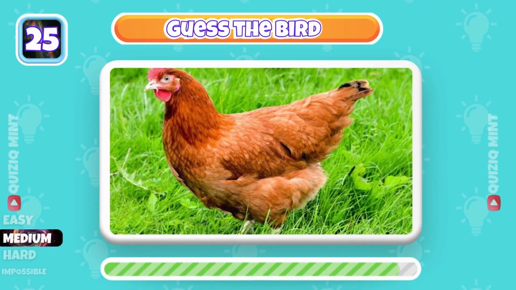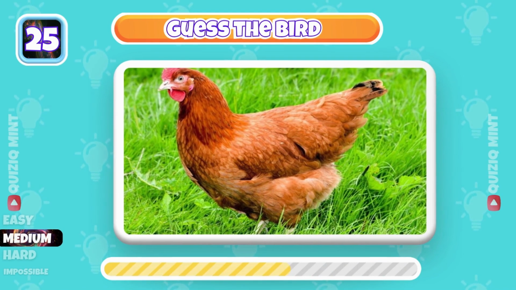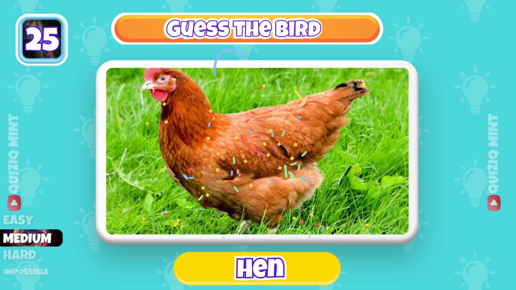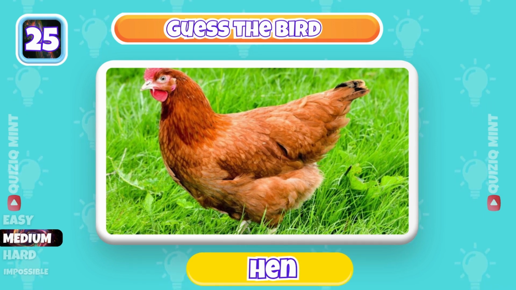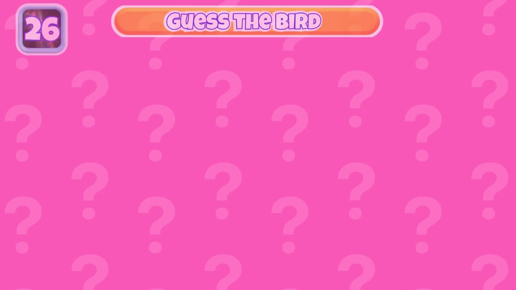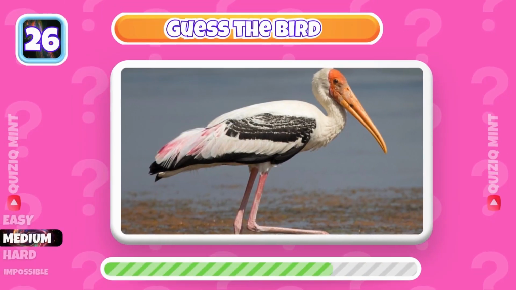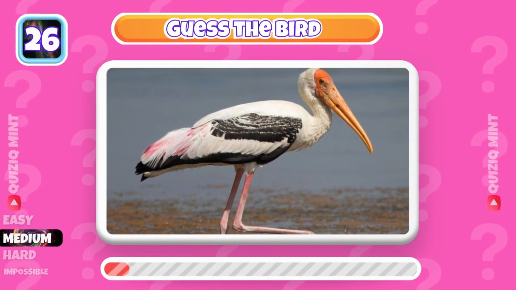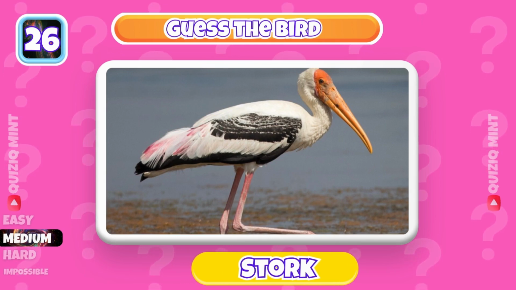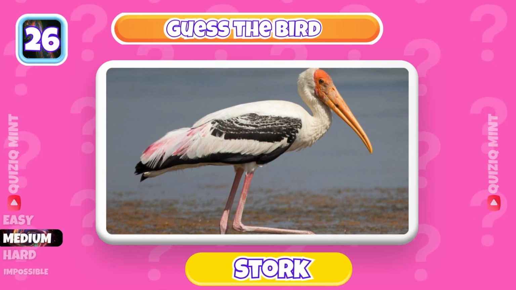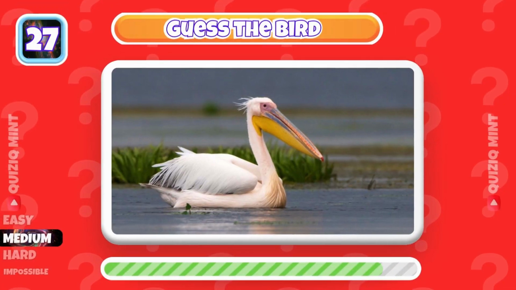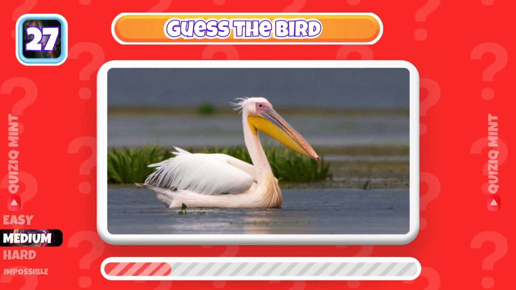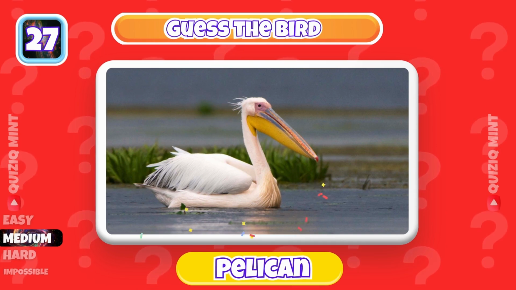What image is this? This one's Hen. What's this picture of? You're correct. It's known as Stork. Can you recognize this image? Right on, it's called Pelican.